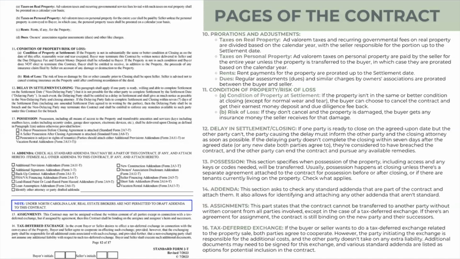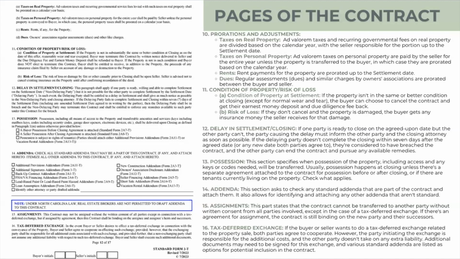Number 11 covers condition of property, risk of loss. If the property isn't in the same or better condition at closing, except for normal wear and tear, the buyer can choose to cancel the contract and get their earnest money deposit and due diligence fee back. Risk of loss. If they don't cancel and the property is damaged, the buyer gets any insurance money that the seller receives for that damage.